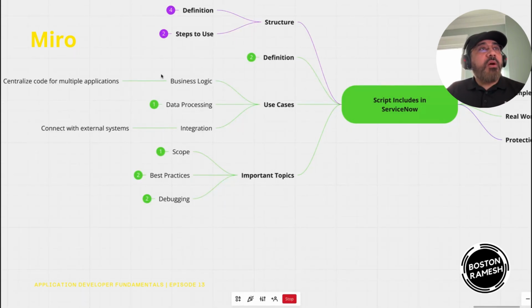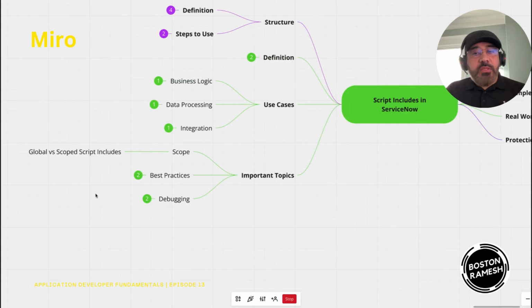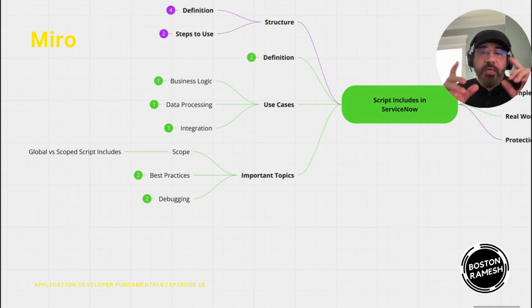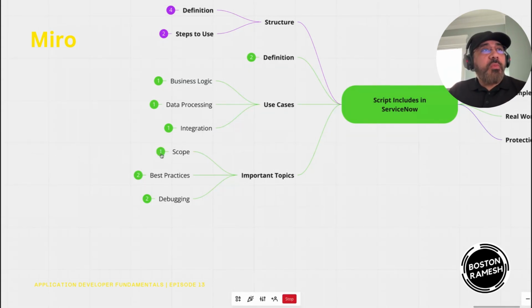Then we have some important topics. So let's look at what all these important topics are. Number one is scope. When you create a script include, it will ask you to create the script in a global context or in a scoped context. That means if the script include is created in the global context, any other application, including the global application, can use the script include and its functions inside the script. But if it is a scoped one, then you cannot modify it outside of that scoped application, and you are actually not able to use it. That's a restriction that we put on it. So that is about the scope of it.